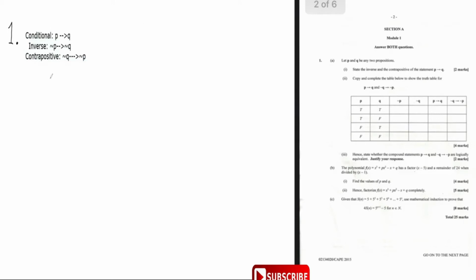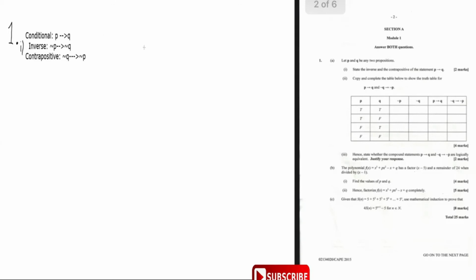All right, let's look at the next part of the question. So this is part 1. The next part says copy and complete the table below to show the truth value for P implies Q and not Q implies not P. So they're pretty much asking you to show that the conditional is logically equivalent to the contrapositive. Let's go ahead and do that.